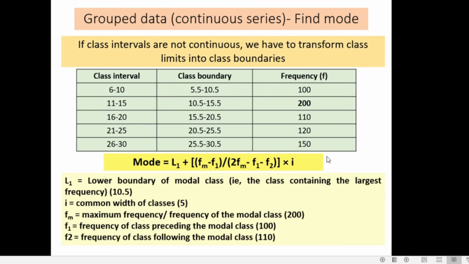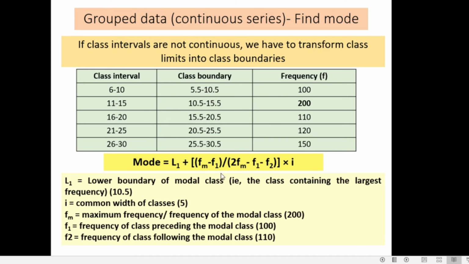So what is the definition of mode? Mode is that observation which is having the maximum frequency. But here we have to apply a formula when we are finding out the mode for grouped data. We cannot directly take the answer as this. We have to apply the formula, that is, mode is calculated using the formula L1 plus (Fm minus F1) by (2Fm minus F1 minus F2) into I.